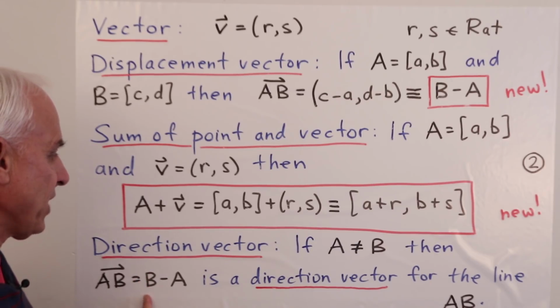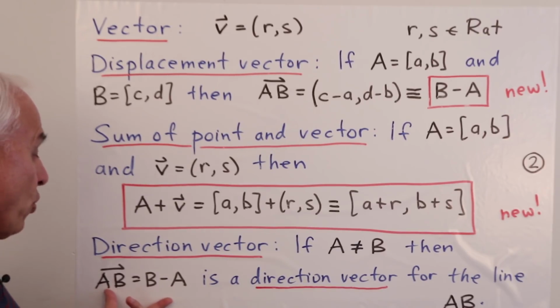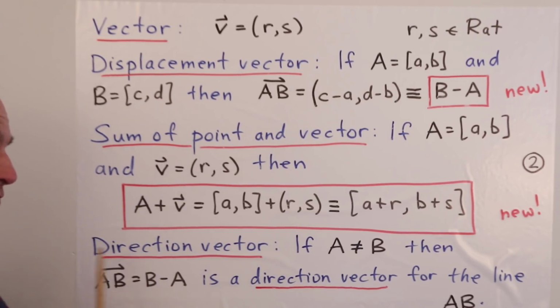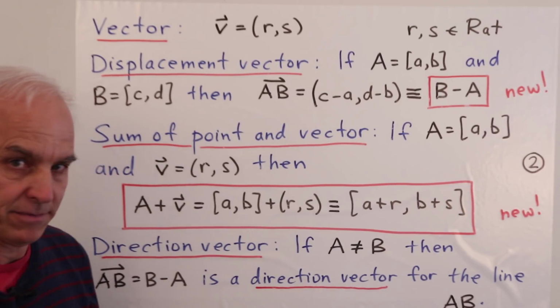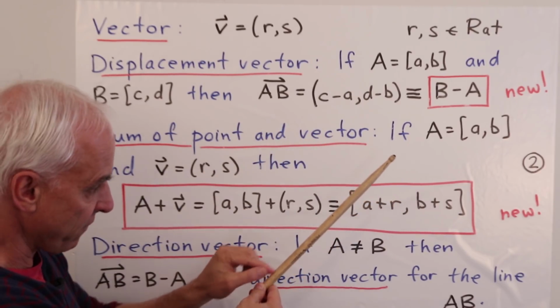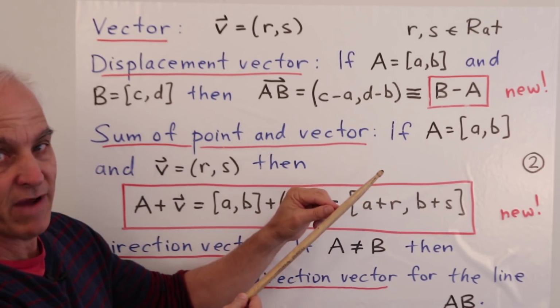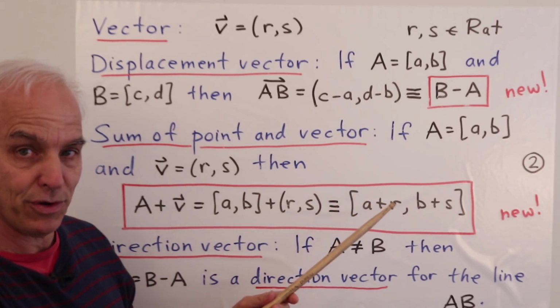And let me also remind you that if you have 2 points, a and b, and you have the vector joining them, ab, which we now could also call b minus a, that's a direction vector for the line AB. There's a line AB on it. The vector from a to b is a direction vector for the line. It encodes the direction up to a multiple.